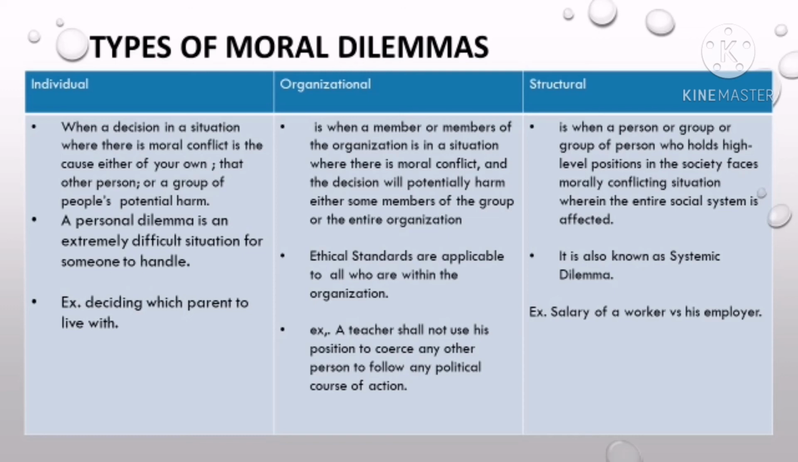Okay, individual. So, this is mostly on yourself. Okay? Moral conflict that is caused either by your own potential harm, another person's, or a group of people's. So, this individual dilemma is a personal dilemma in an extremely difficult situation. Example, you have to decide which parent you will live with because your parents divorced, will it be your mother or your father?